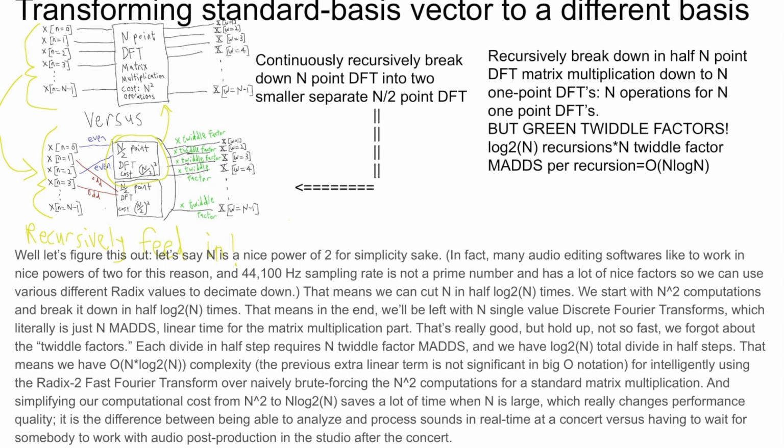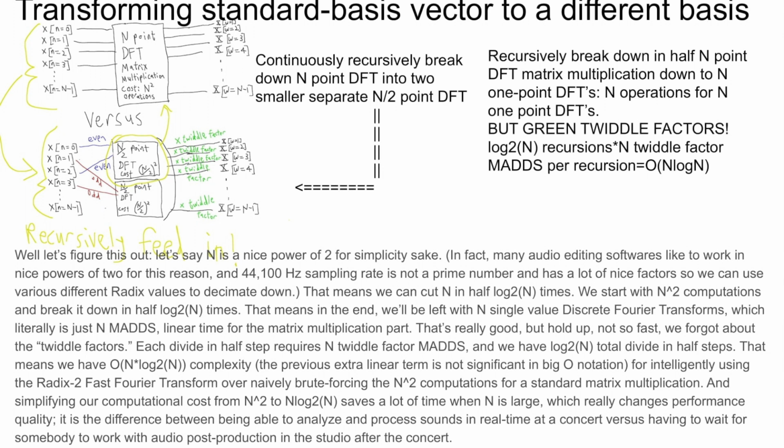That means we can cut n in half log 2 n times. We start with n squared computations and break it down in half log 2 n times. That means in the end, we'll be left with n single-value discrete Fourier transforms, which literally is just n MADs, linear time for the matrix multiplication part, because a discrete Fourier transform of 1 point is literally just a single multiplication. That's really good, but hold up, not so fast. We forgot about the twiddle factors.